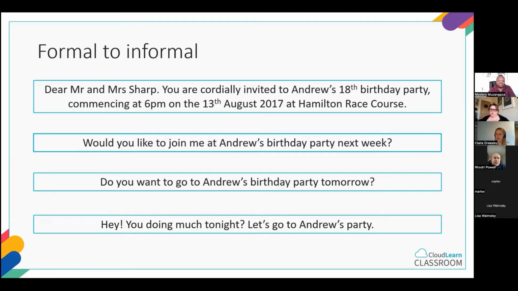Let's go to Andrew's party." This is obviously very informal, colloquial, using the contraction "let's" instead of "let us" and the colloquial "hey" instead of "hello". It also misses words out, such as the "are" in "you doing much tonight", and therefore seems to indicate this is spoken to somebody who is well known and either a close friend or family member.